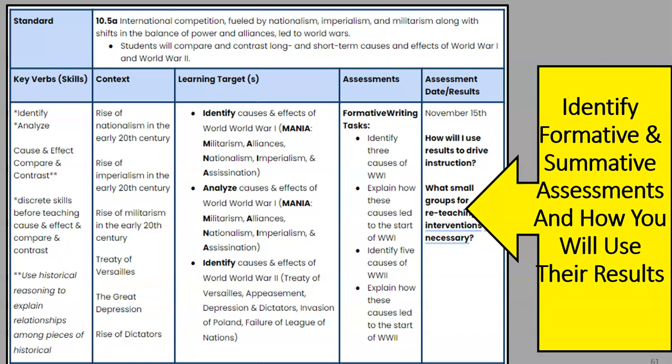That's the skills of comparing and contrasting the causes and effects of World War I and World War II. And we want to be sure to include both the formative and summative assessments that you're going to use. For example, as a formative task, I'm going to give students the opportunities to identify 3 causes of World War I. And we're going to do this after we've read and evaluated sources and had discussions in class.